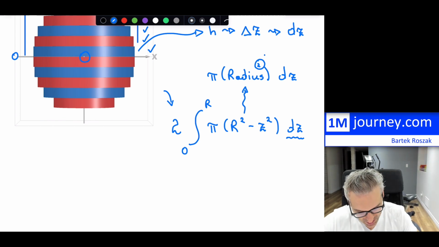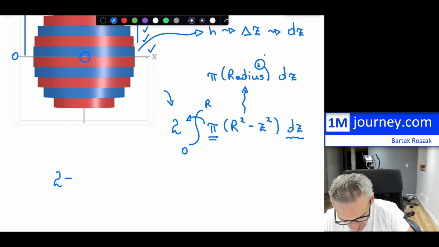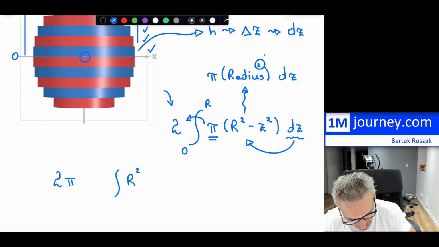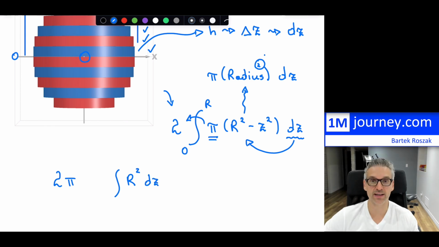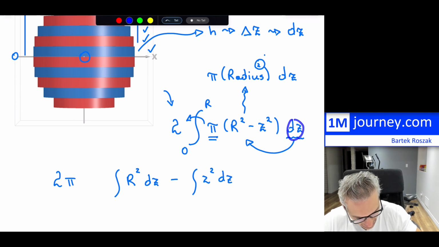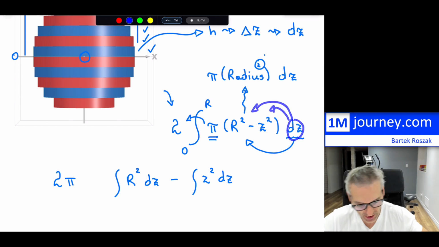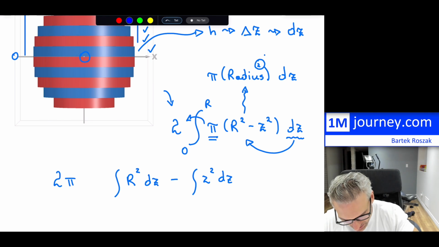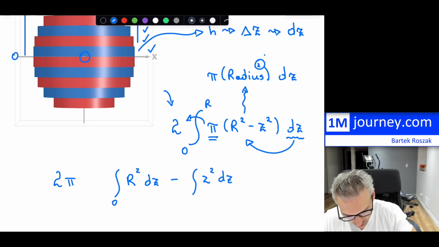So now, if you do this, notice that this pi won't really do much for us, so I can bring it outside because it's a constant. So what I'm going to have is just 2π outside. And then I have the integration of r squared, and this dz I'm going to bring inside, so r squared multiplied by the height, minus the z squared times dz. So I've distributed it across, and now I am doing this from 0 all the way up to r.